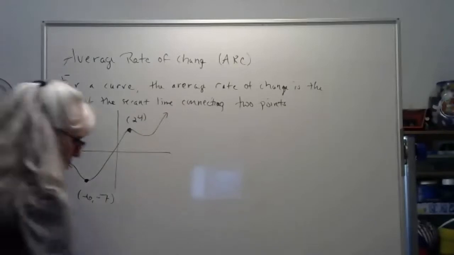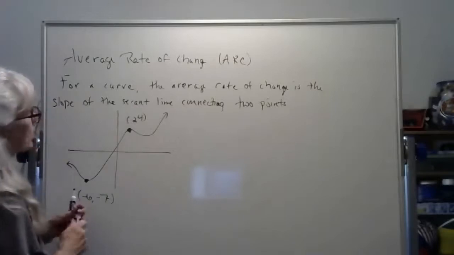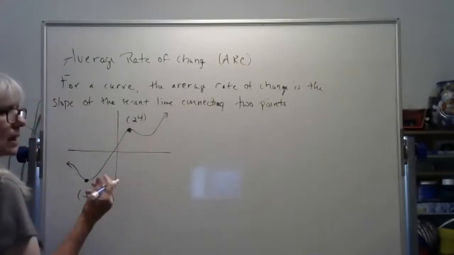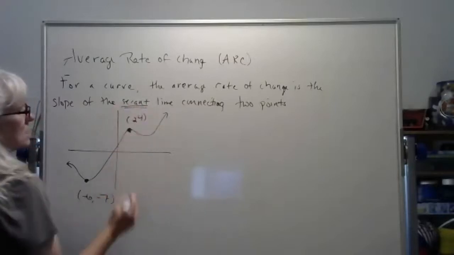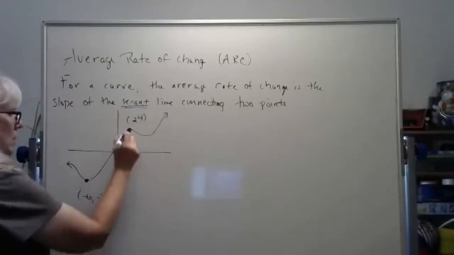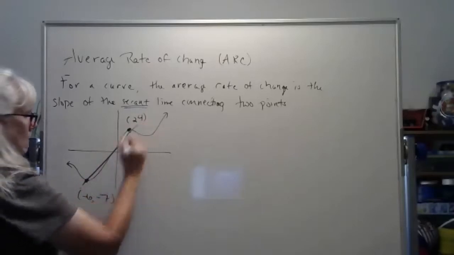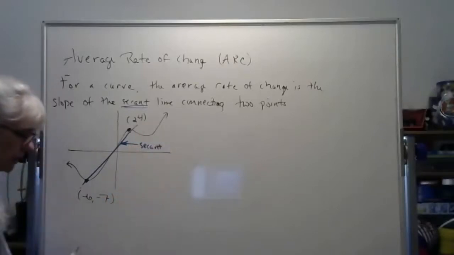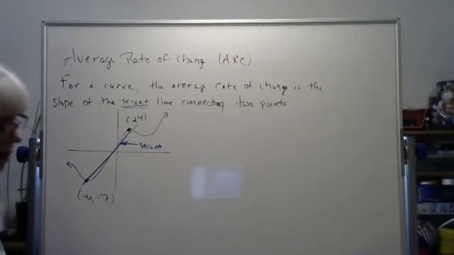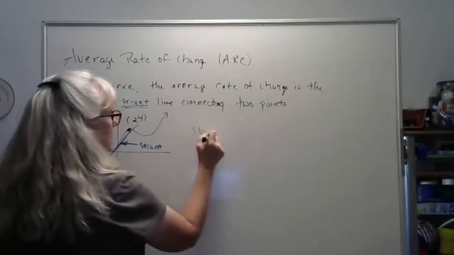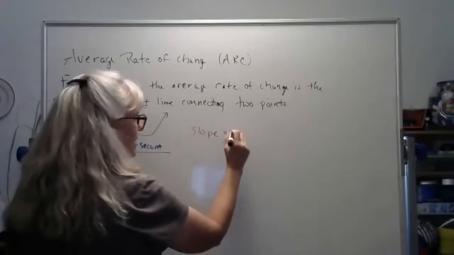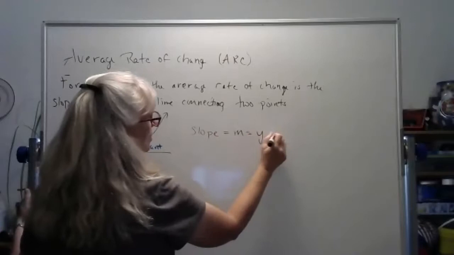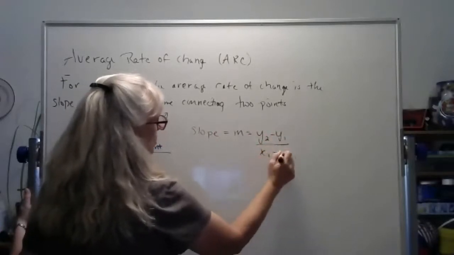What the average rate of change represents, first of all, we're going to draw in something called the secant line. Again, this is a calculus concept, but the secant line simply means it connects any two points on the curve. So I'm going to connect this point and this point in a straight line like that. This is the secant line. The average rate of change is the slope of that line. Slope is a concept from a previous course. By definition, it's m equals y2 minus y1 over x2 minus x1.